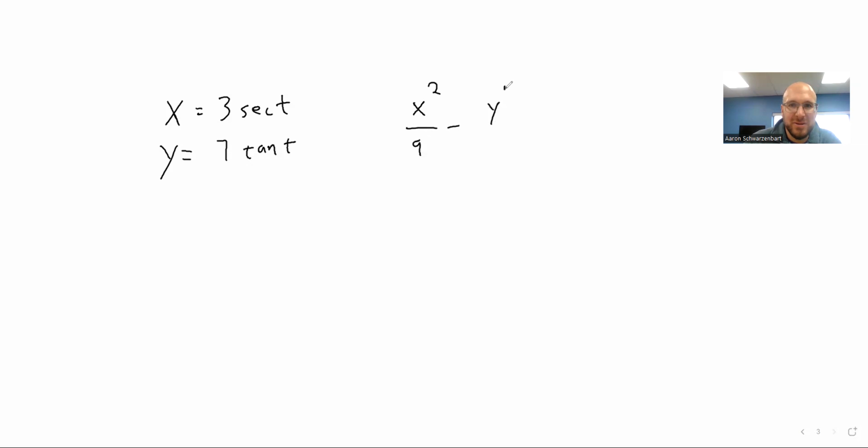So let's say I give you this. So I know here, actually, I know this is horizontal. This one, it matters. I know this is x squared over 9 minus y squared over 49 equals 1. That's my rectangular coordinates.